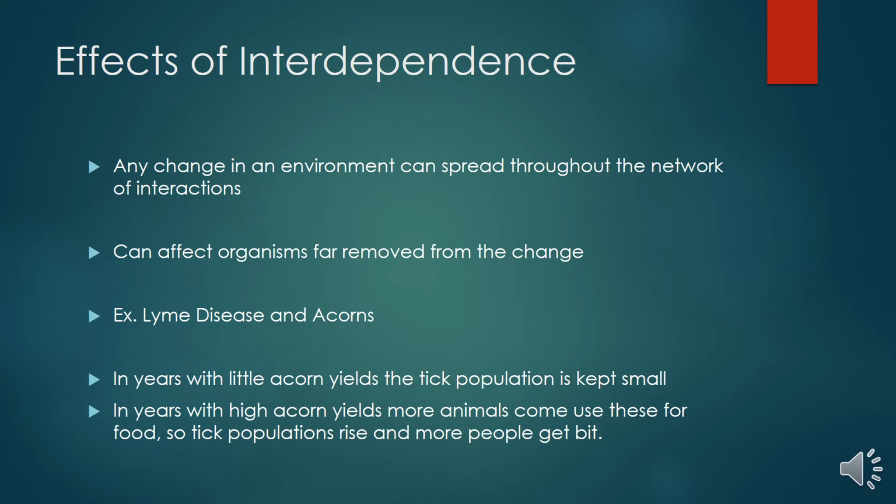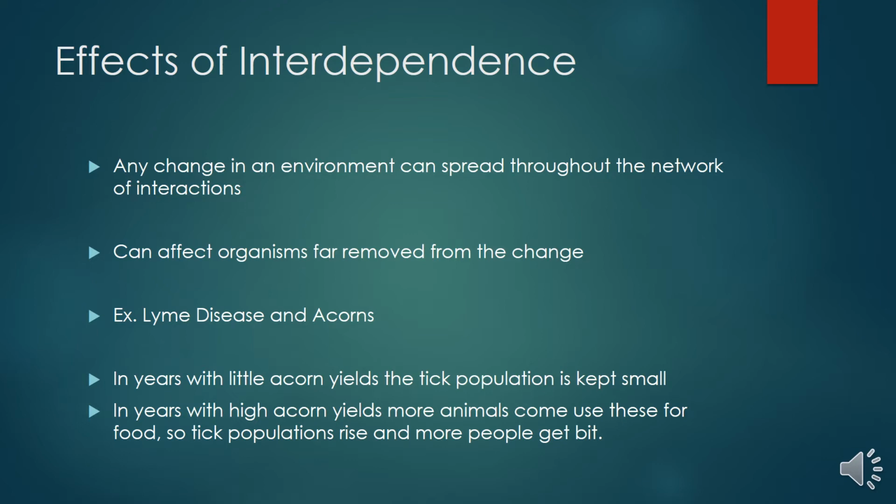Effects of interdependence. Any change in an environment can spread through the network of interactions. This is that whole idea of a butterfly beats its wings in Wisconsin and then you have a tsunami across the world. Every change is important. There's been a lot of talk. They have the ability to wipe out the entire population in the world of mosquitoes, but we don't, because we don't know what that would do to the world environment. Because any change can affect organisms far removed from the change.